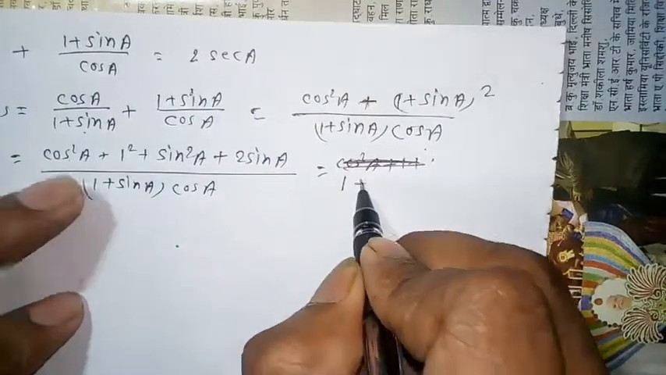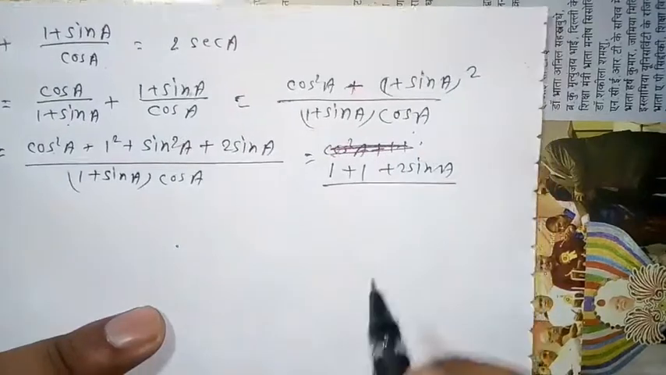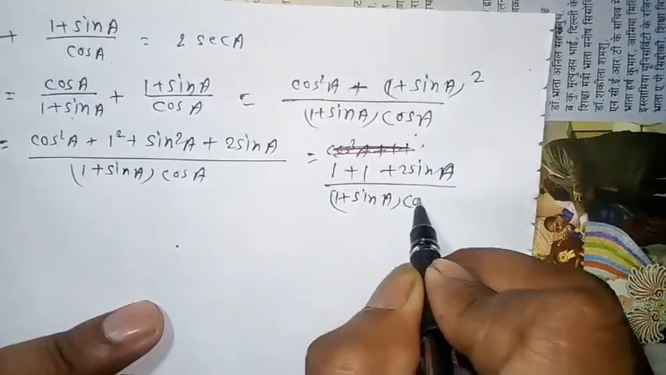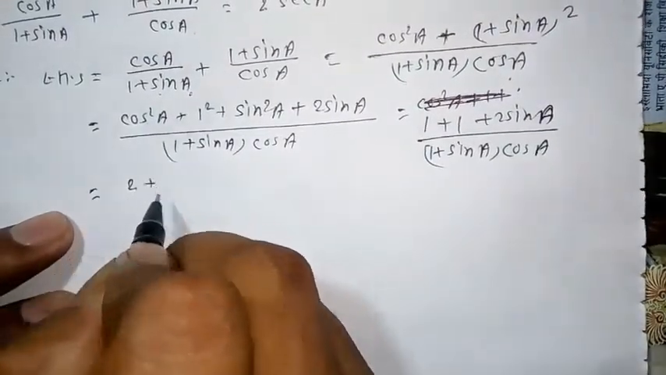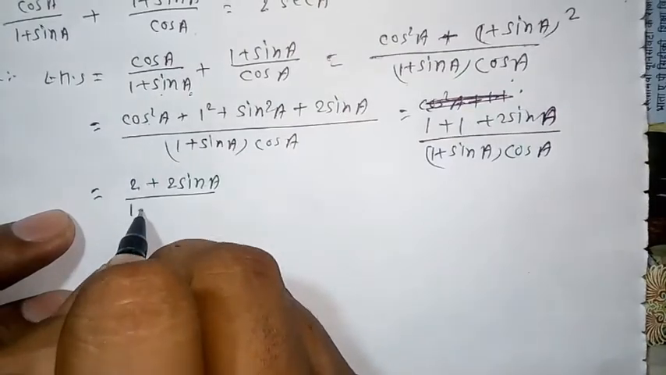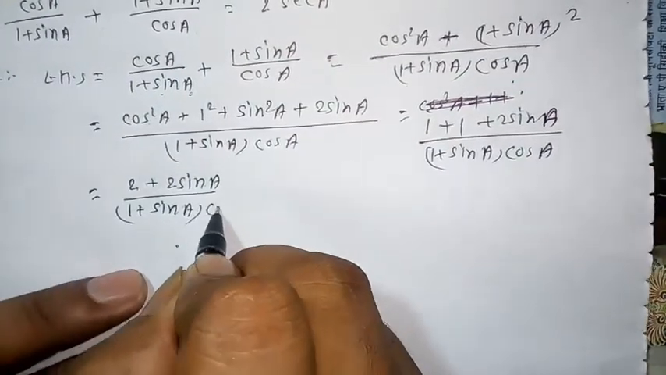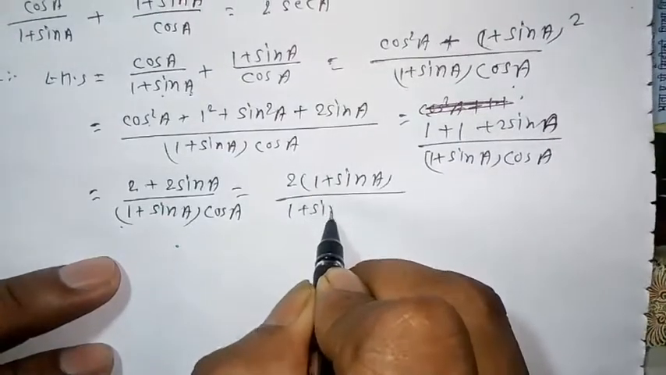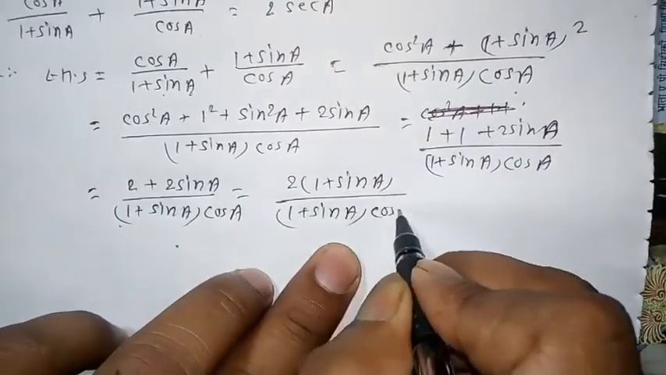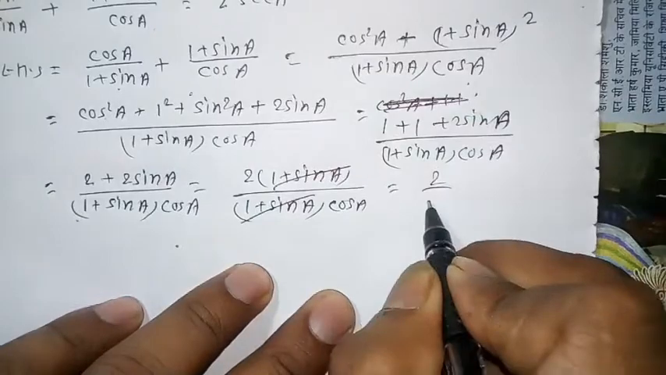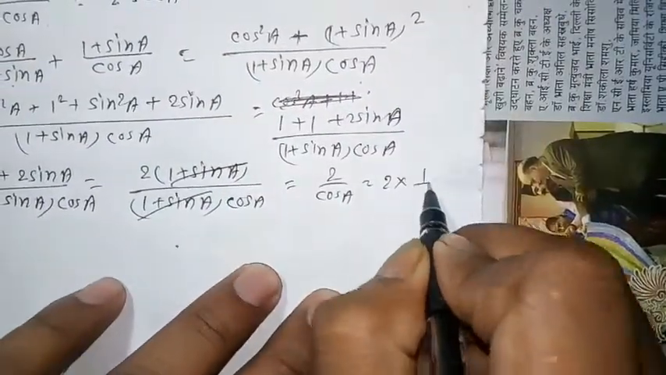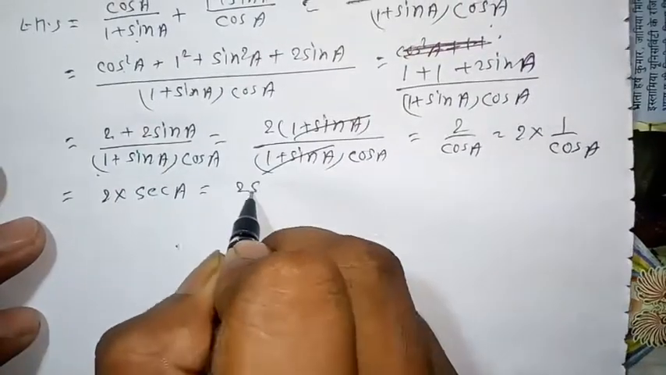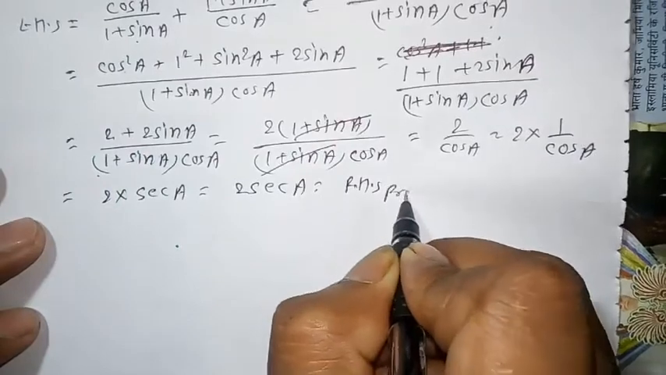Okay, so 1 plus 1 plus 2 sin A by (1 plus sin A) into cos A is equal to 2 plus 2 sin A by (1 plus sin A) into cos A, which is 2 common: 2 (1 plus sin A) by (1 plus sin A) into cos A. So 1 plus sin A cancels, 2 by cos A is equal to 2 into 1 by cos A, which is 2 into sec A, equal to 2 sec A, equal to RHS. Proved.